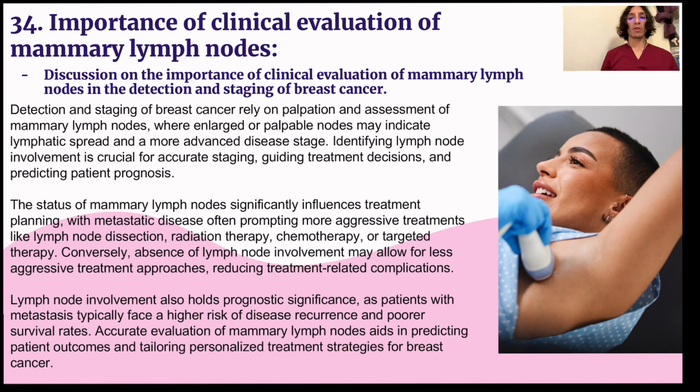The status of mammary lymph nodes significantly influences treatment planning, with metastatic disease often prompting more aggressive treatments, like lymph node dissection. Radiation therapy involvement may allow for less aggressive treatment approaches, reducing treatment-related complications. Lymph node involvement also holds prognostic significance, as patients with metastasis typically face a higher risk of disease recurrence and poorer survival rates. Accurate evaluation of mammary lymph nodes aids in predicting patient outcomes and tailoring personalized treatment strategies for breast cancer.